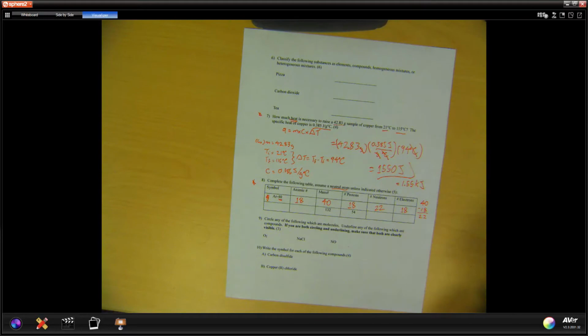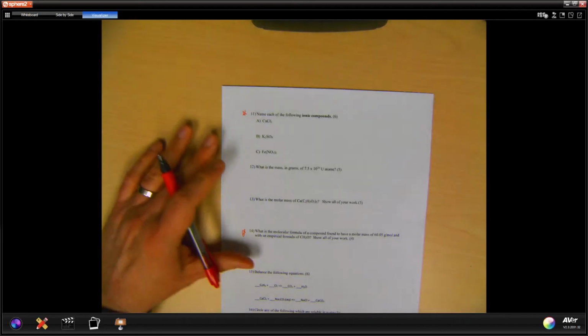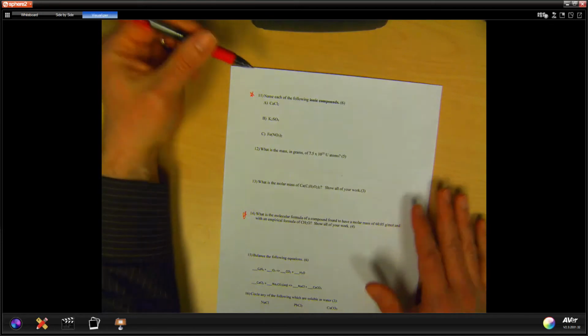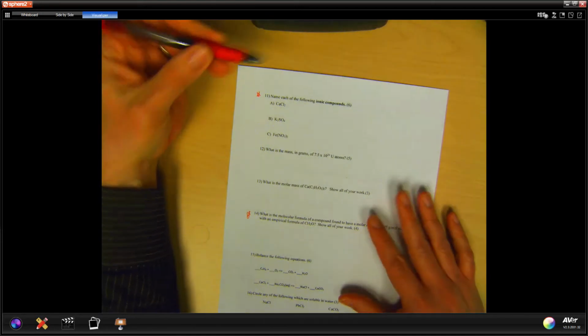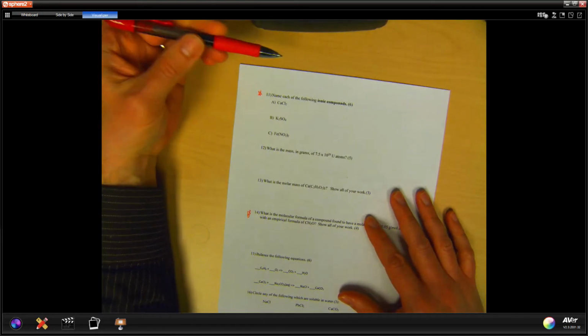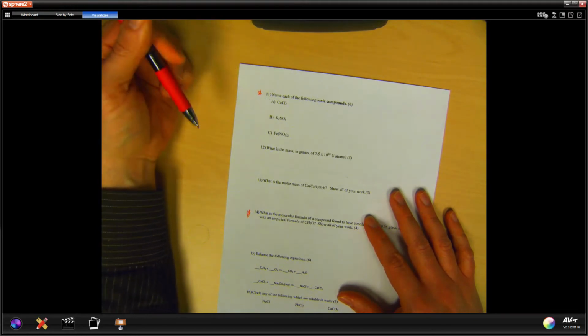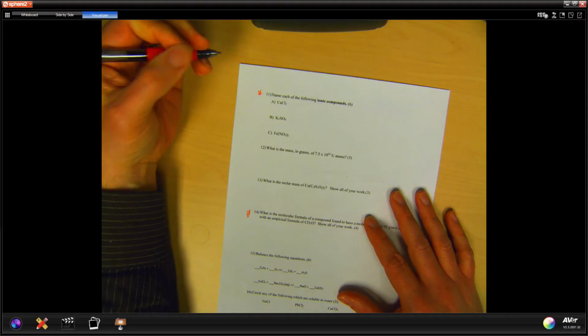There are two more. So I had a question related to nomenclature. So I want to look at number 11 on the practice exam as a good example of a nomenclature type question where you are coming up with the name if you are provided with the formula. So let's look at that.